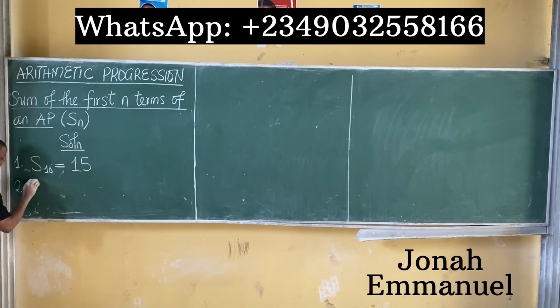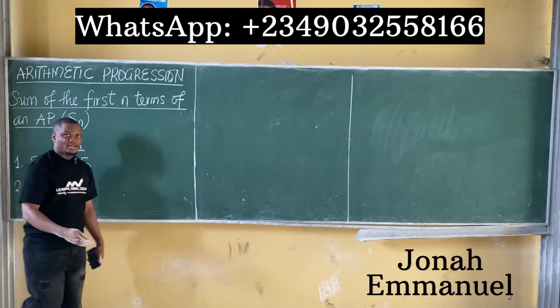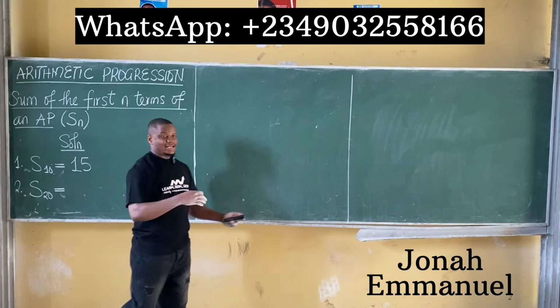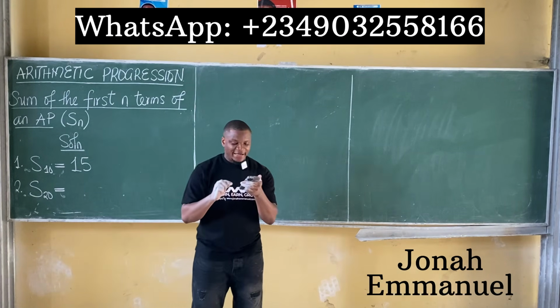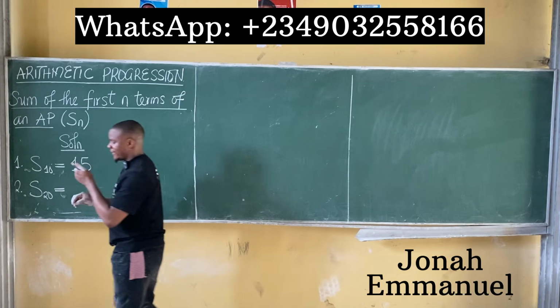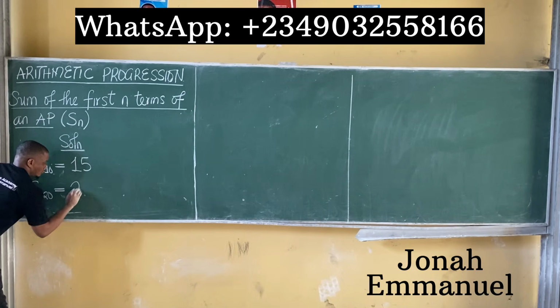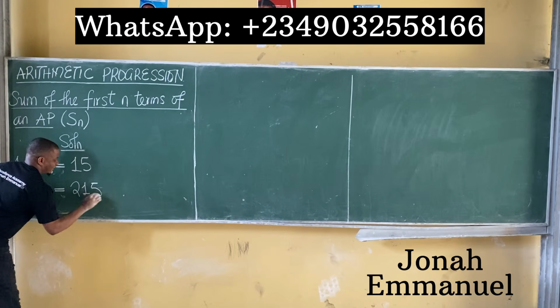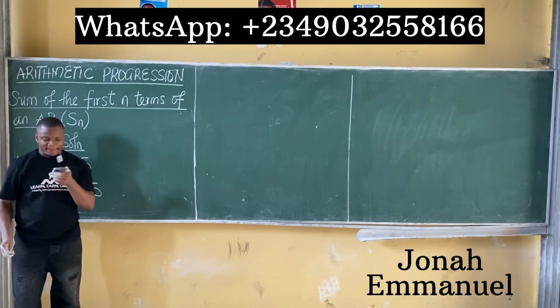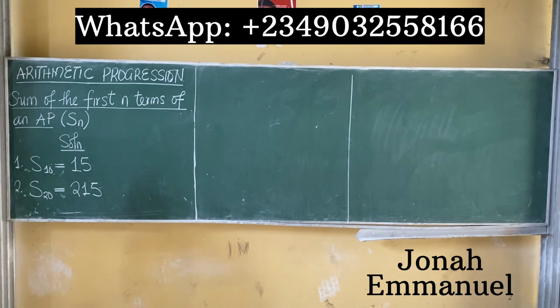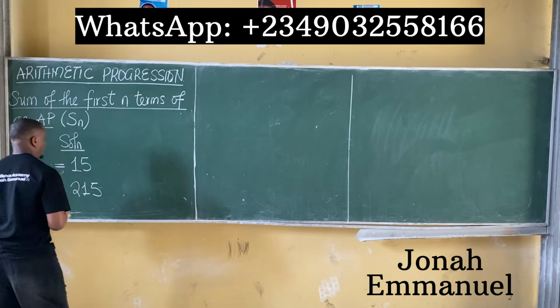So number 2, you're given S20. You're given the sum of the first 20. They give you the first 10, then the next 10 again. That's 10 plus 10, 20. That value is how many there? 215. You have been asked to find the AP, right? So let's see how we can solve this.